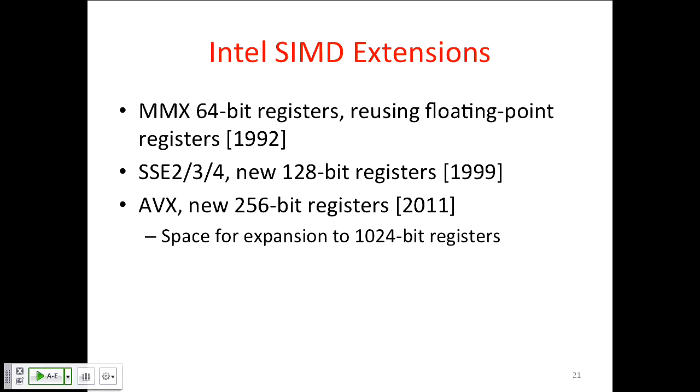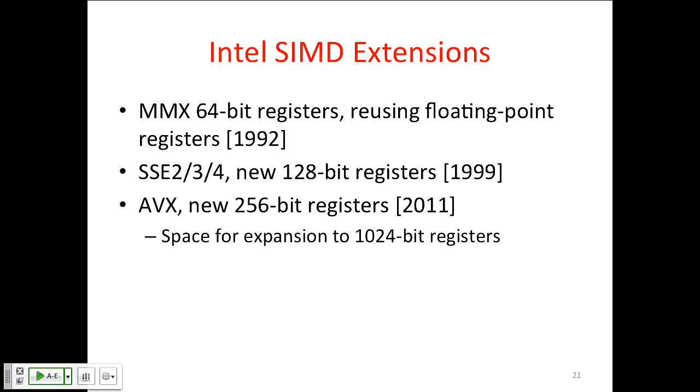A while later, back in 1999, they added SSE, which stands for Streaming SIMD Extensions. In this case, they outgrew the 64-bit registers. They added some separate 128-bit registers to have more elements at a time, more and wider elements. They've gone through several generations of that, SSE2, SSE3, SSE4. More recently, in 2011, they added yet another generation of SIMD extensions they call AVX, for Advanced Vector Extensions. And here the registers are even wider now. They've gone from 64 to 128, and now they're out to 256-bit wide AVX registers. In fact, the way AVX is defined, they can keep going to 1024-bit registers.